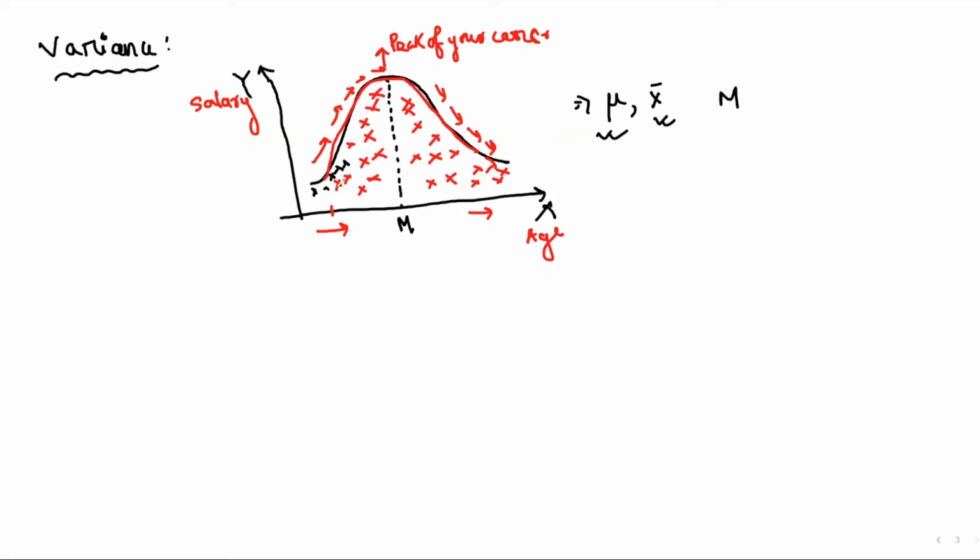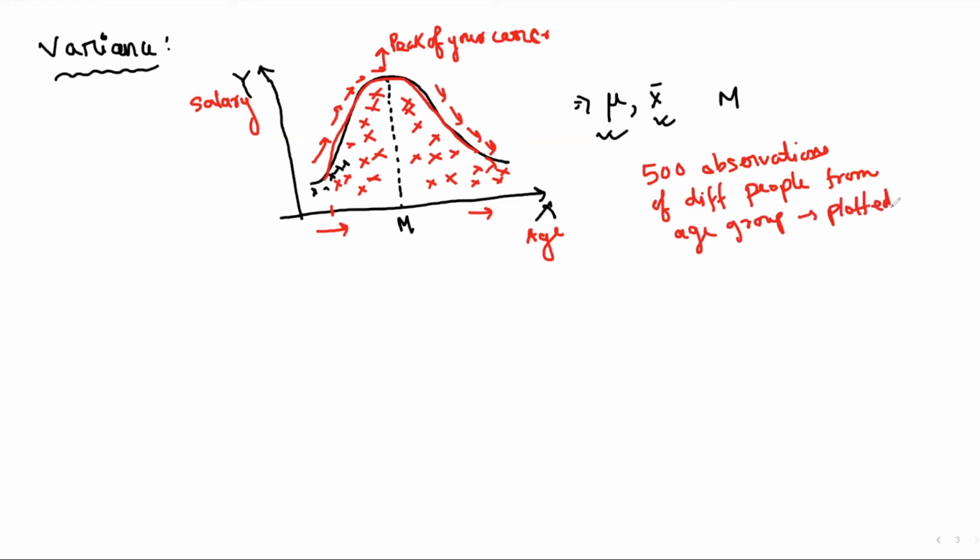So this is a graph of salary and age, and these are the various data points. We've collected about 500 observations of different people from various backgrounds and from different age groups, and we have plotted their salaries. So the graph will look something like this. These are all the data points.